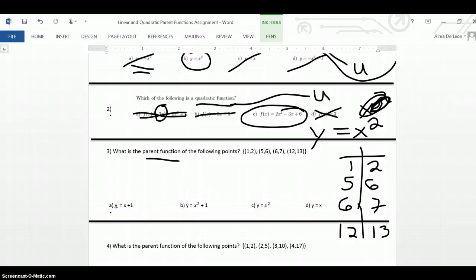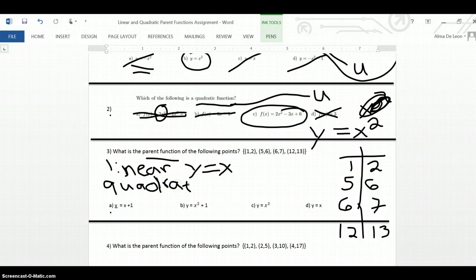Remember, you only have 2 parents. You have the linear parent function, whose equation is y equals x, and the quadratic parent function, with its equation as y equals x squared. And right away we can already tell it's not A, and our answer is not B because we're only looking at the parent functions.